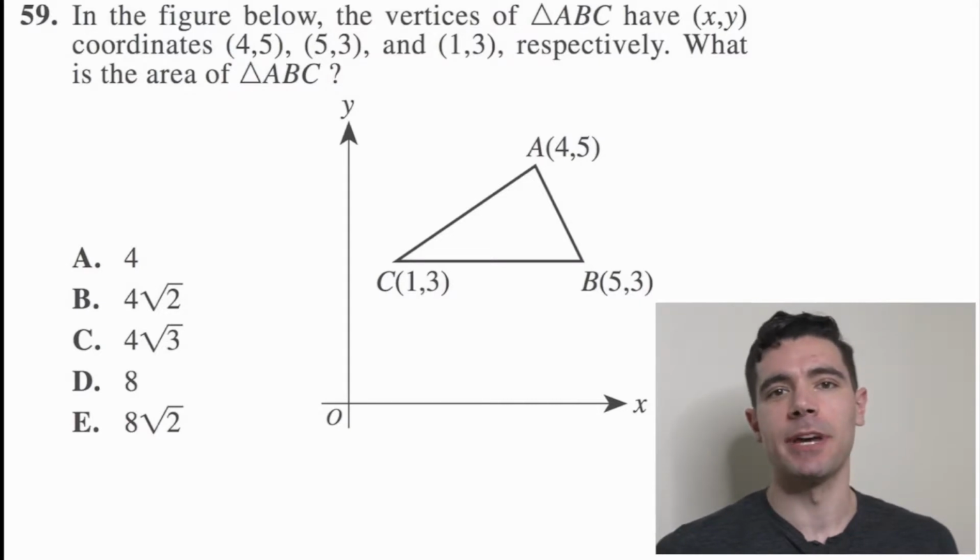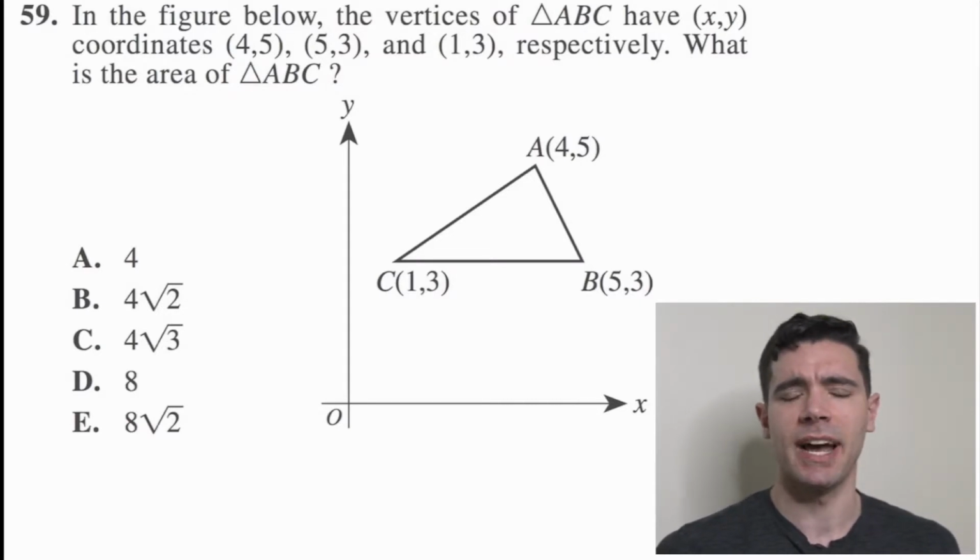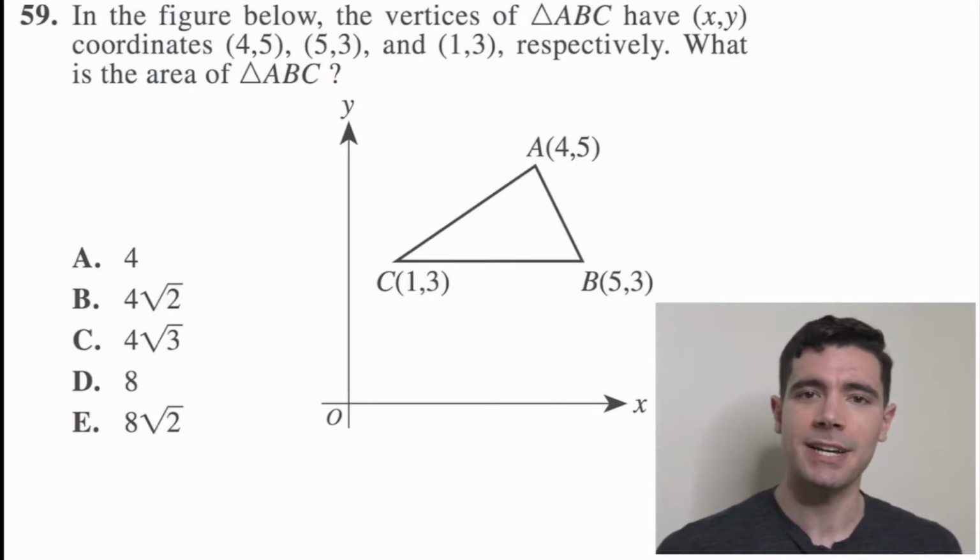And the mistake a lot of students make on a question like this is they think, oh shoot, I have all these points and I need to get the area of this triangle, so I guess I got to do the distance formula 3 times and get all the sides of the triangle. But it's actually not so.